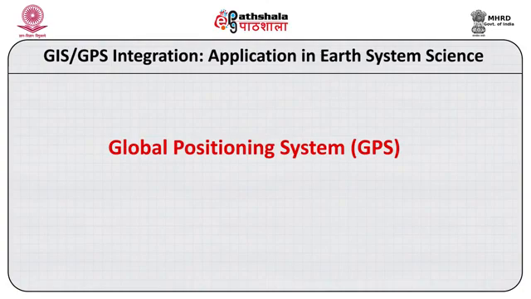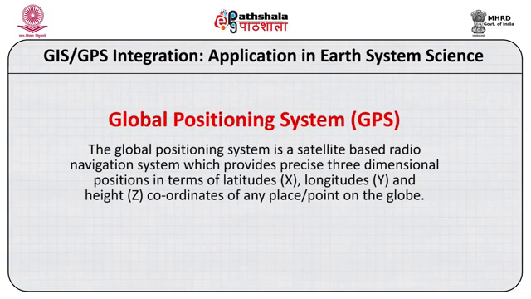What is GPS? The full form of GPS is Global Positioning System. The Global Positioning System is a satellite-based radio navigation system which provides precise three-dimensional position in terms of latitude, longitude and height coordinates of any place or point on the globe. So we can say that it is a technology which provides us the exact location of a place or point on the surface of Earth.